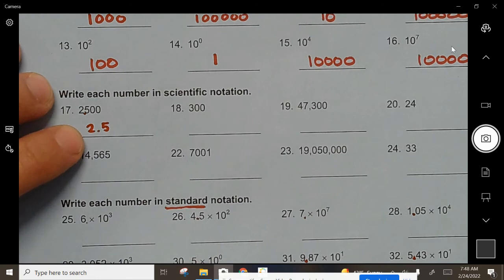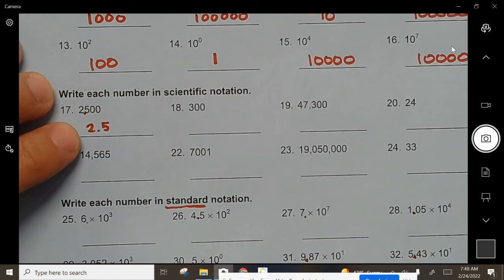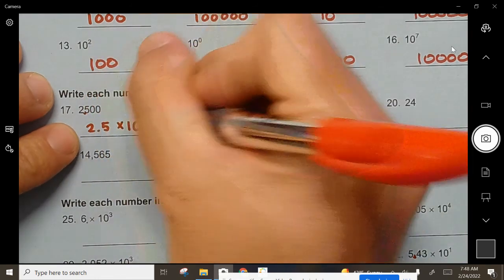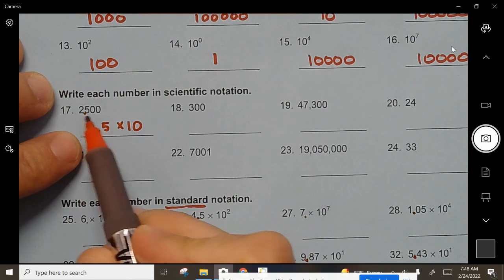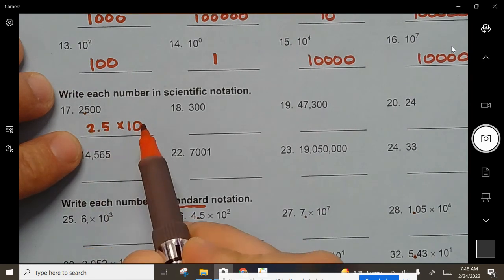If you're kind of lost, it's okay. But 2.5, and it's going to be times 10. We get to do it this way. We can just put the numbers. We don't have to put all the zeros because we can include the zeros with this.